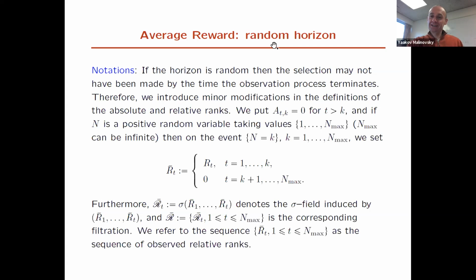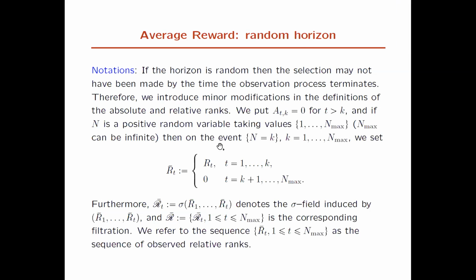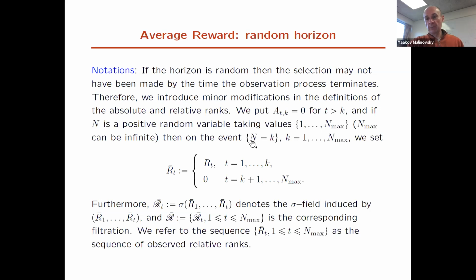when the horizon is random. So in the case of random horizon, everything depends on an event. Let's assume that n, the total number of candidates, is a random variable, and n is positive. It's a random variable now, and has values 1 to n max. In general, theoretically, n max can be infinity. Now, we assume that n and the relative ranks are independent.